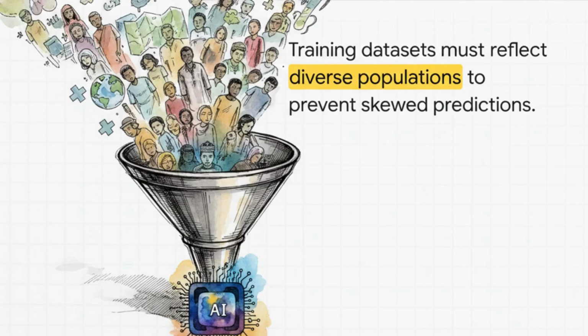Well, the solution is that your training datasets absolutely must reflect the diverse populations the AI is actually going to serve. Think about it. If you're building a healthcare AI for the entire globe, but you only train it on medical records from one specific region or demographic, you are 100% going to get skewed predictions and severe underrepresentation. Ensuring diverse data upfront is the first, most vital step to preventing discriminatory outcomes.